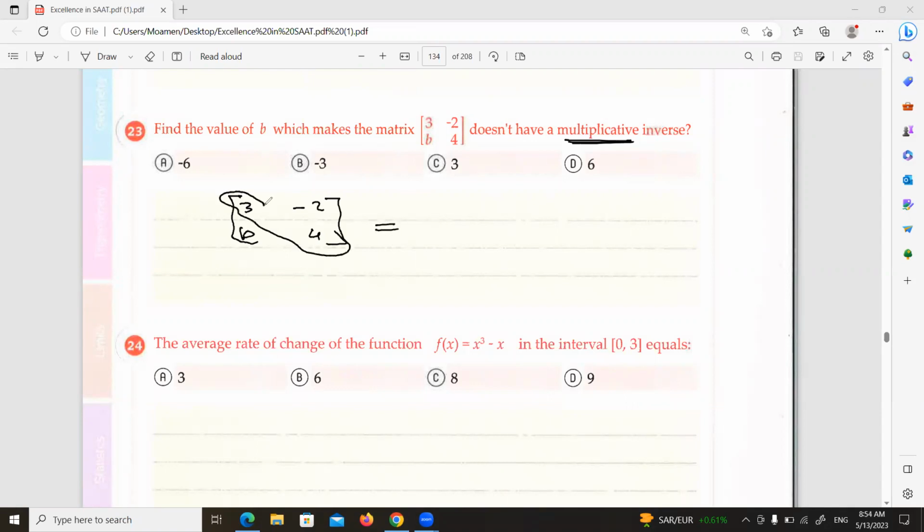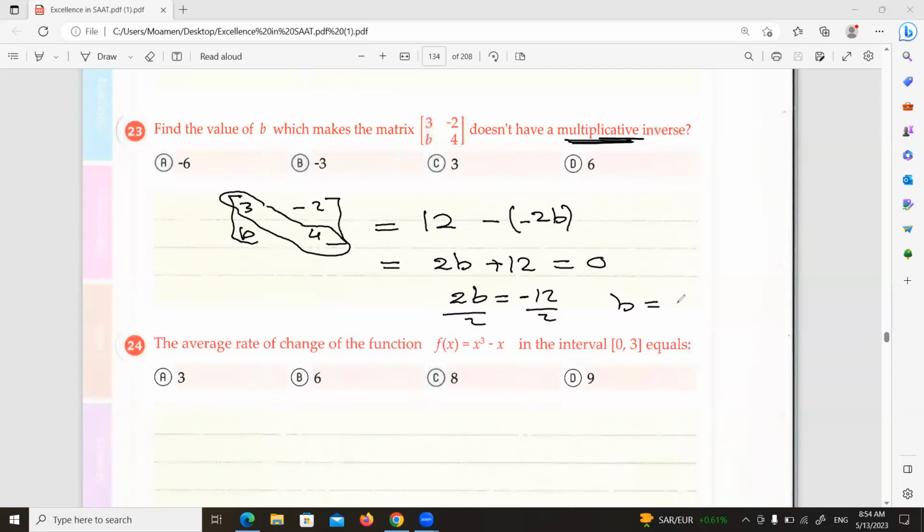The main diagonal minus the other diagonal. 3 times 4 equals 12. Minus, from the rule, negative 2 times B, which means negative 2B. Negative, negative, it will be positive. So 2B plus 12 must be equal to 0 in order not to have a multiplicative inverse. So 2B equals negative 12. Divide by 2, divide by 2. So B equals negative 6. So the value of B will be negative 6 if you have no multiplicative inverse.